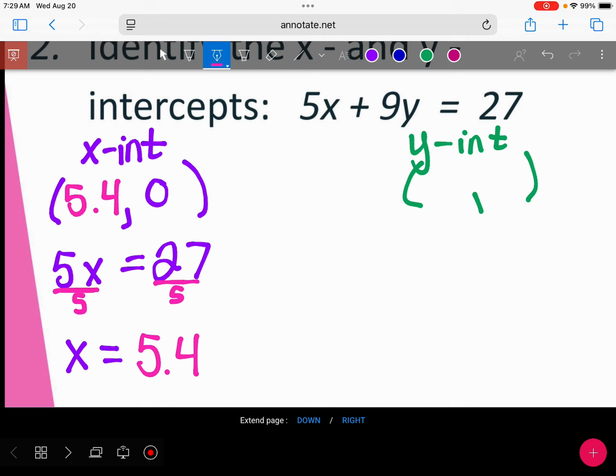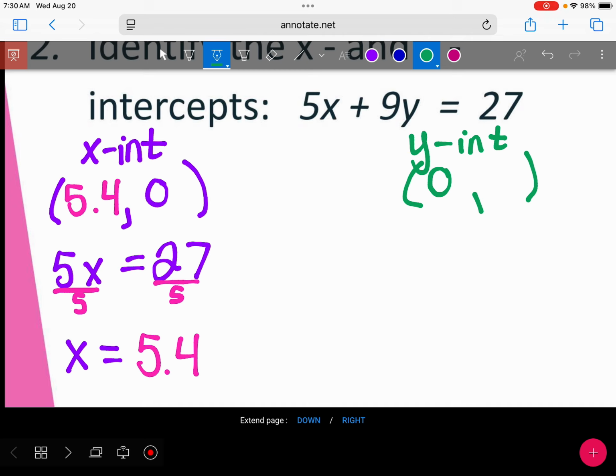We get to do the same thing with the y-intercepts, except with y-intercepts, what do I know? X is going to be 0. Same kind of vibe, we just start from scratch. So this time I know that x has to be 0. So if I substitute in 0 for my x, this is going to be 5 times 0, which goes away. And we're left with just our positive 9y equals 27.